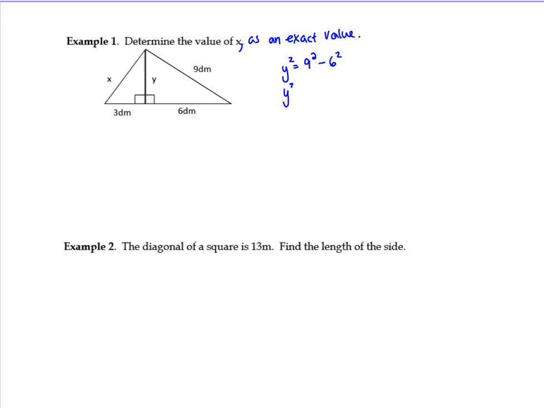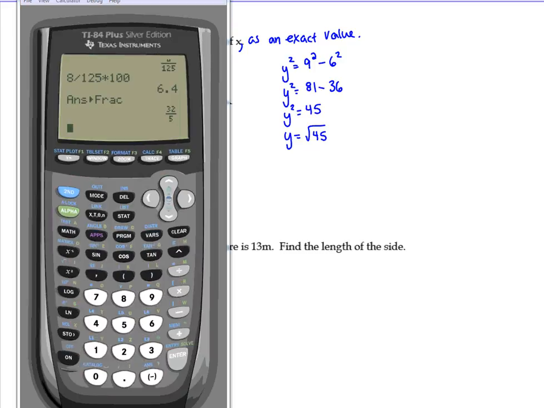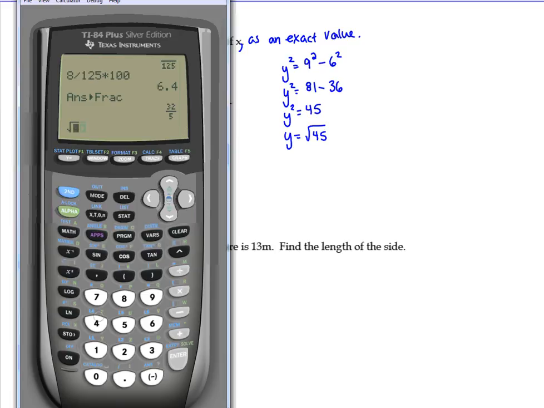Which is, what's 9 squared? 81 minus 36 is 45. Now, we're going to answer as an exact value. So, if I type in my calculator root 45, does that give me an exact value, or is that approximate? That's approximate, right? So we're going to leave it as a radical right now, because that's an approximate. So we don't want to type that in. We're going to leave it as y is equal to root 45, because that's exact.